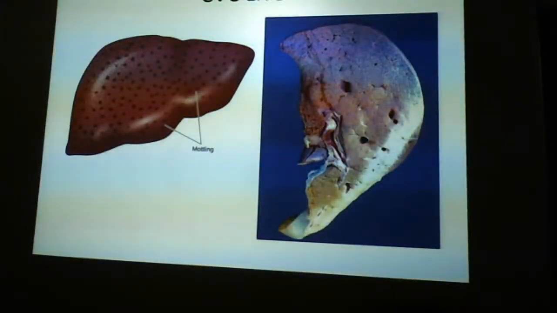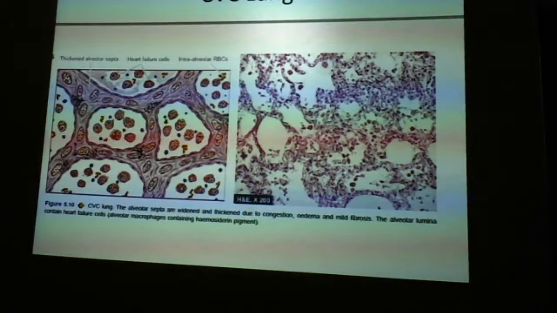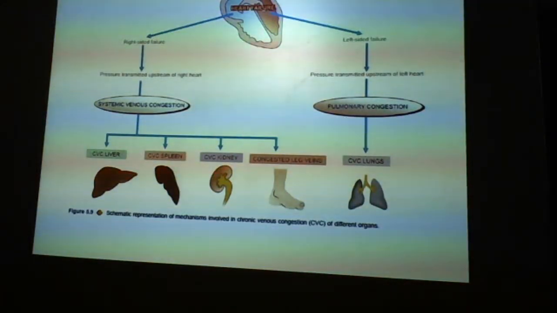Next we will move on to chronic venous congestion of liver. We already saw the pathogenesis. What is the cause for chronic venous congestion of liver? One is systemic venous congestion. Any cause which is giving rise to right-sided heart failure can give rise to back pressure through the inferior vena cava, and that can give rise to chronic venous congestion of liver.